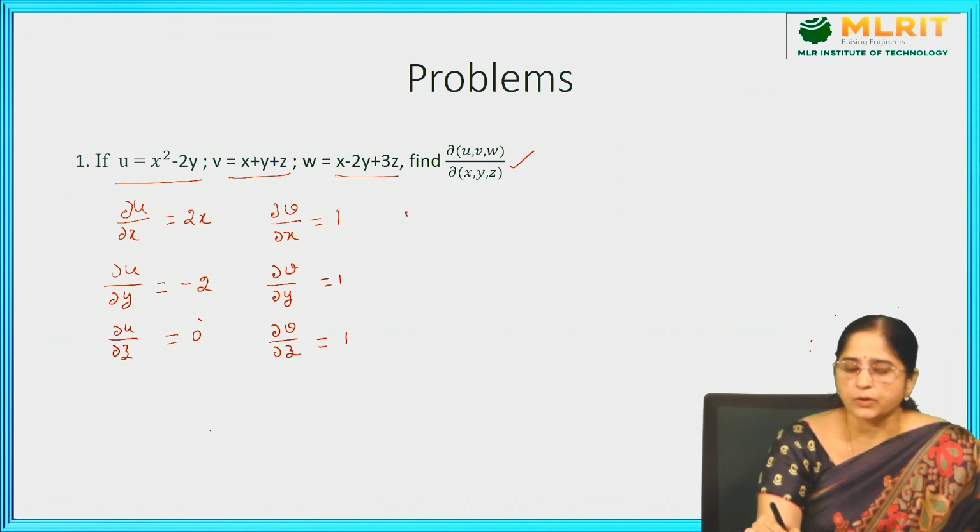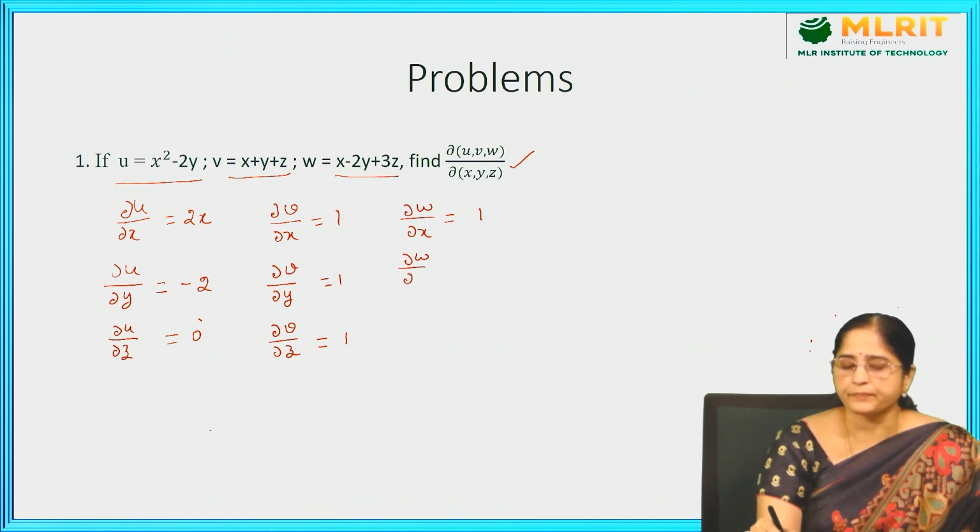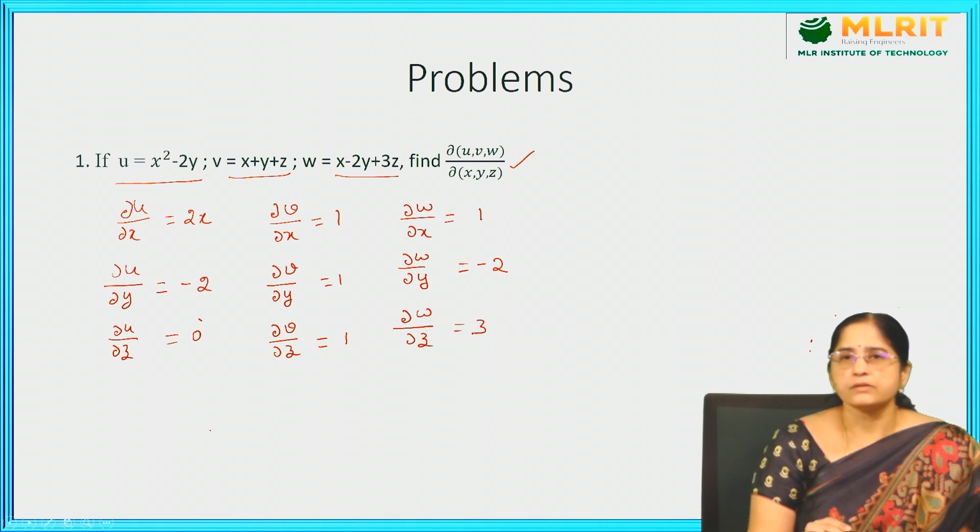Next one, ∂w/∂x. ∂w/∂x is derivative of this one with respect to x, which is 1. ∂w/∂y, this value is minus 2. ∂w/∂z, this value equal to 3. So first we have to find out the partial derivatives.